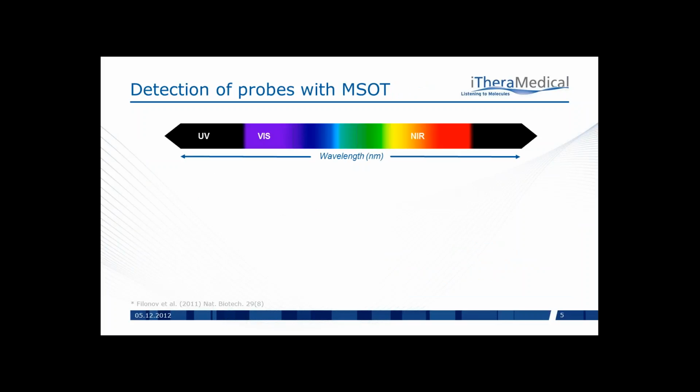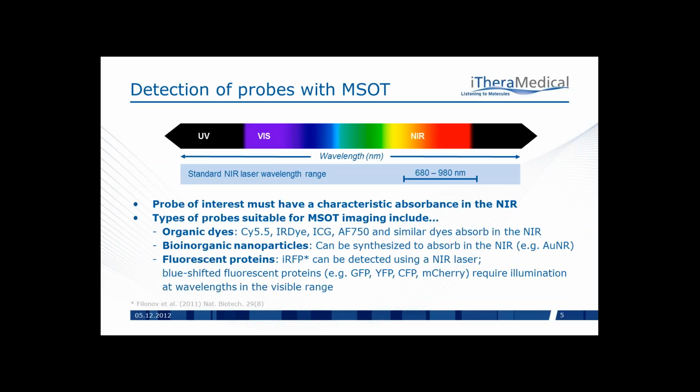The probes that we can detect depend on the laser which we use, which operates from 680 to 980 nanometers. That means that we can see things that absorb in this region, such as organic dyes, Psi 5.5, IR dyes, ICG, Alexa Fluors, and the like. But we can also see bioinorganic nanoparticles, such as gold nanorods, carbon nanotubes, or quantum dots.